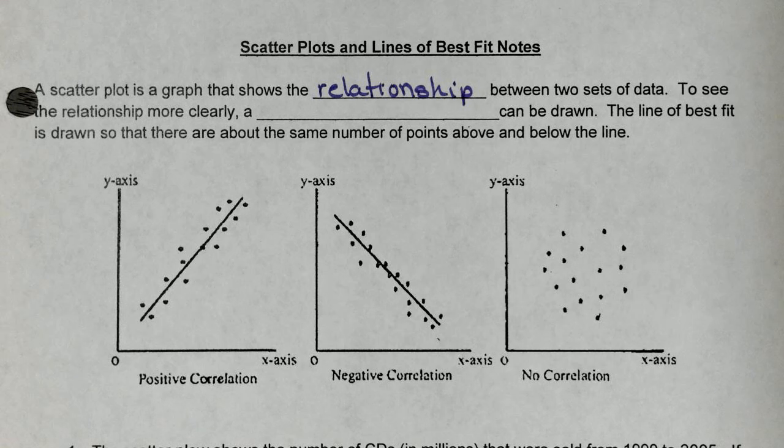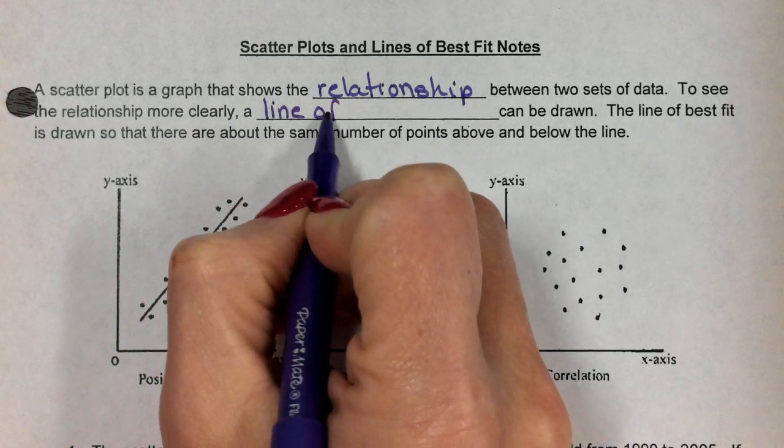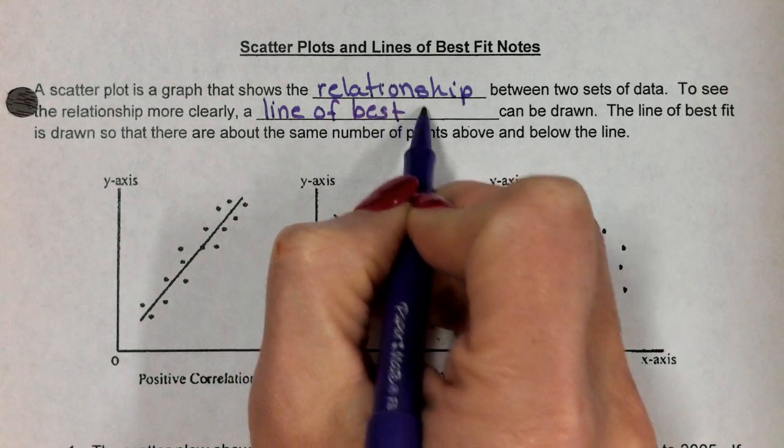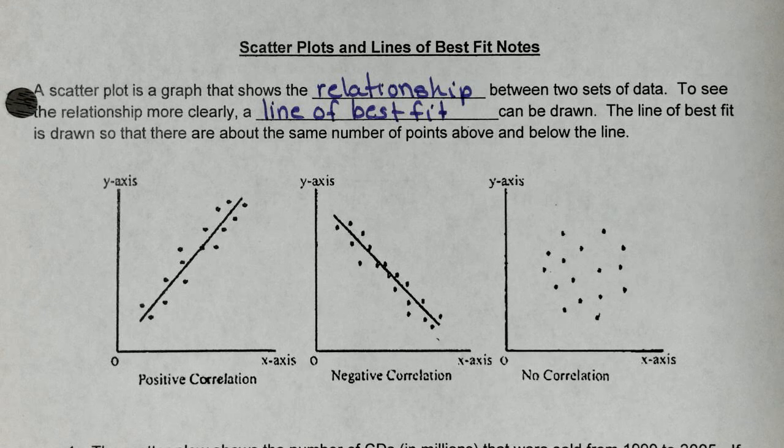To see the relationship more clearly, a line of best fit can be drawn. The line of best fit is drawn so that there are about the same number of points above the line and below the line. So for the most part, you just kind of have to estimate it the best that you can, but when you get into algebra next year, you'll learn how to actually find the perfect line of best fit.